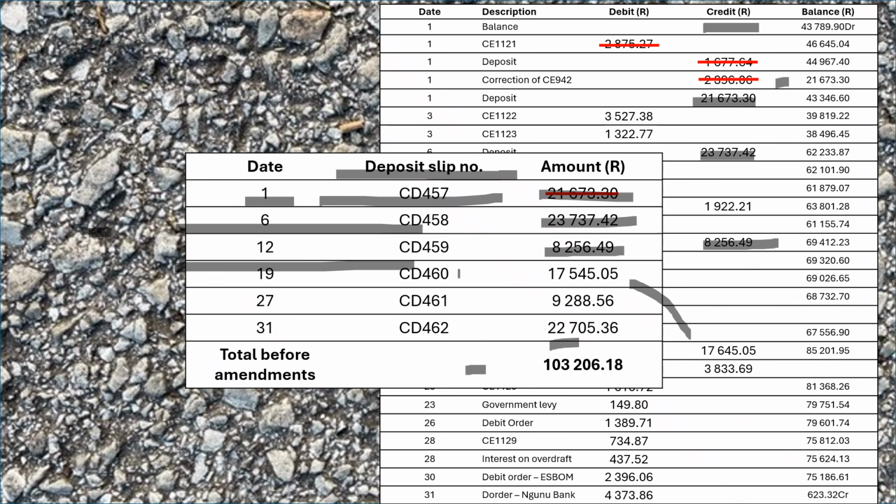Right, that's an arrow that crossed a line, they crossed that out. Let me rub this out quickly, and just get my highlighter back. So there, that 21673, they were crossed out. 23737, 8256. I don't see anything else I can cross out at the moment.